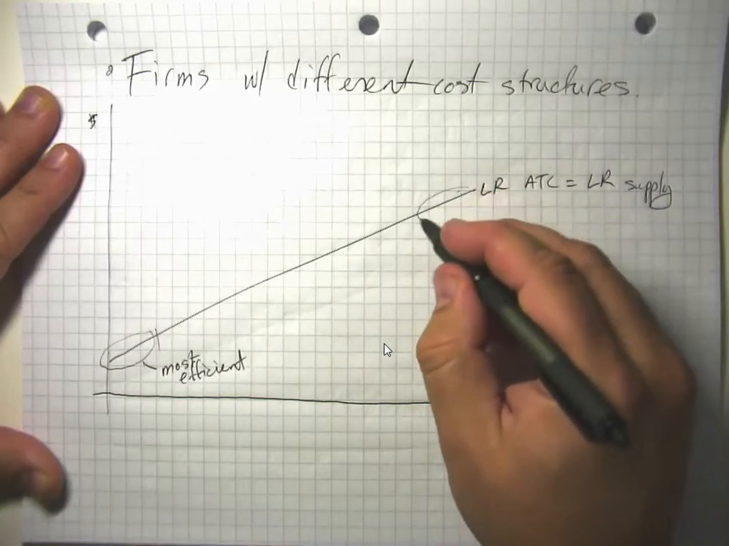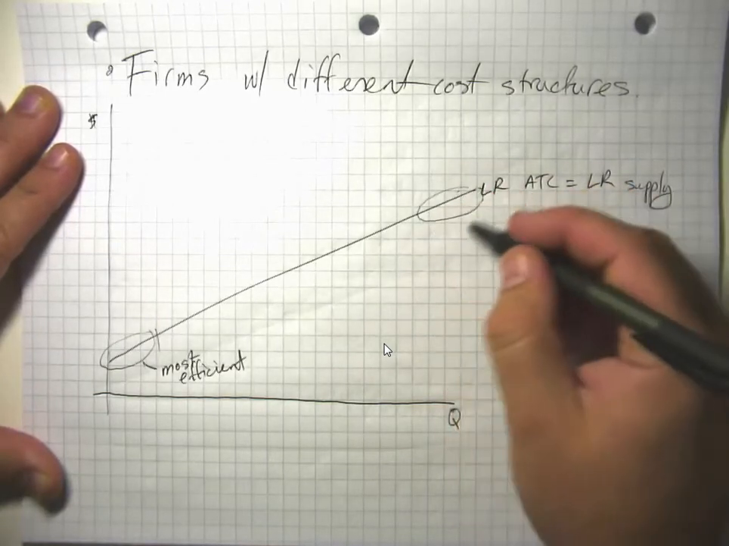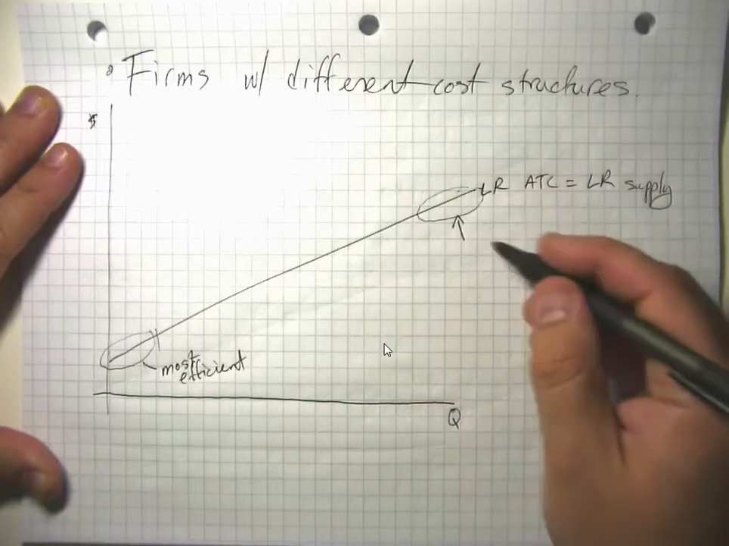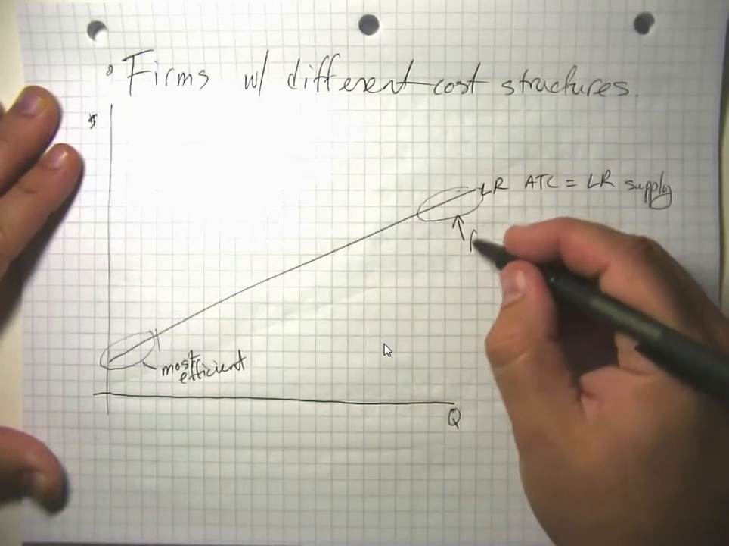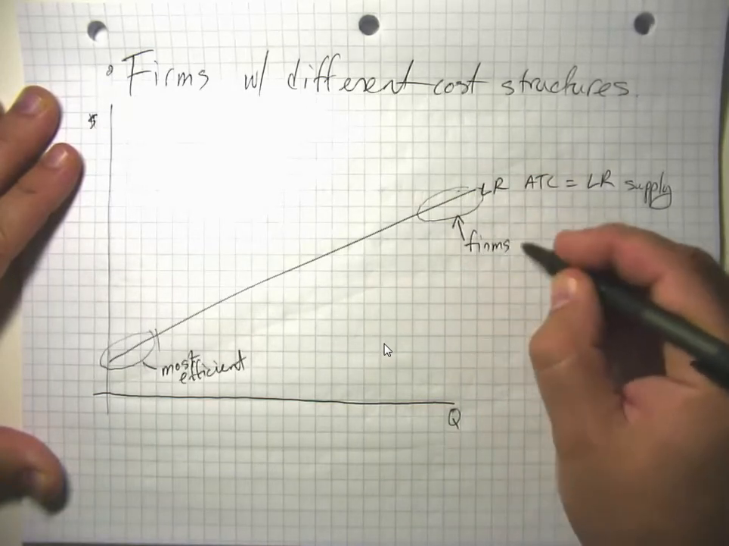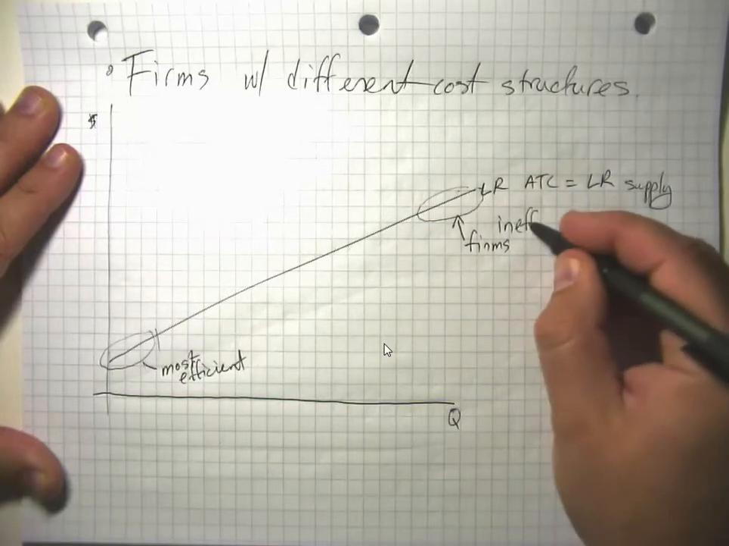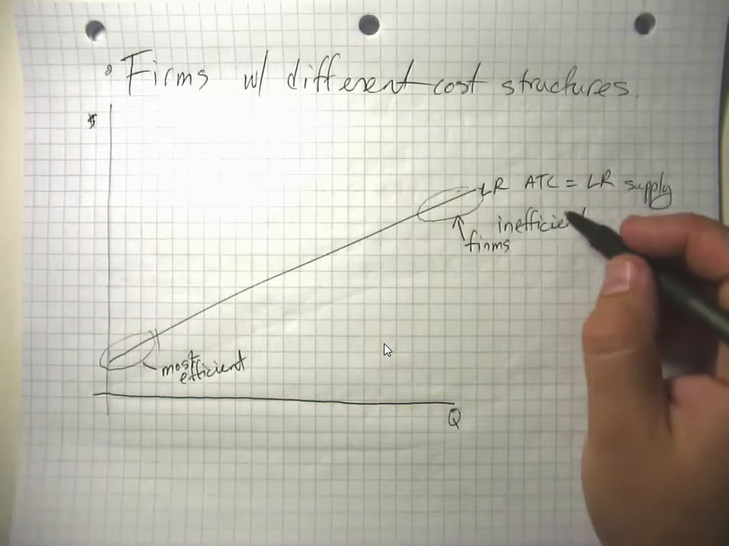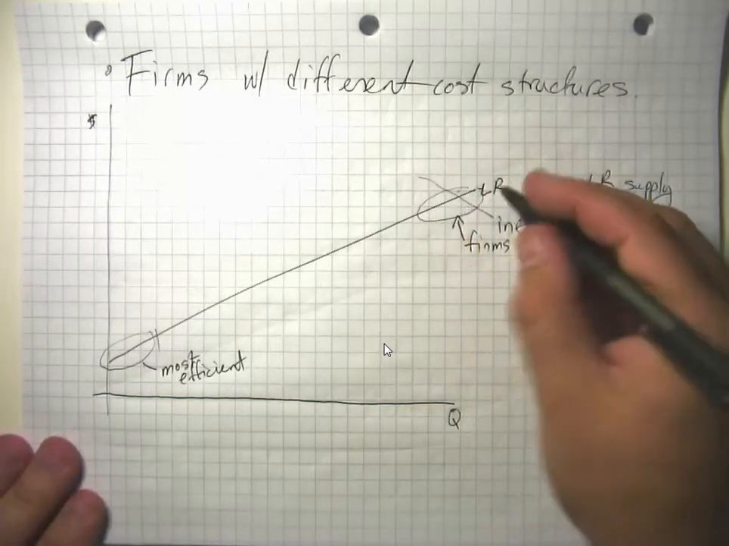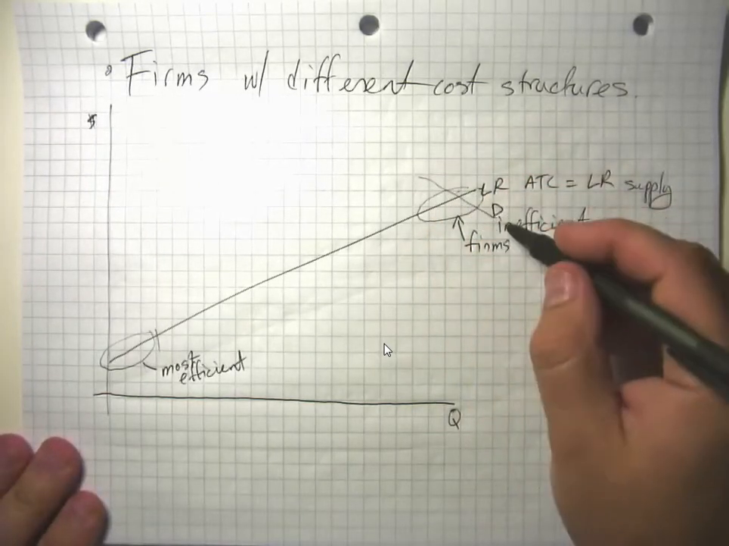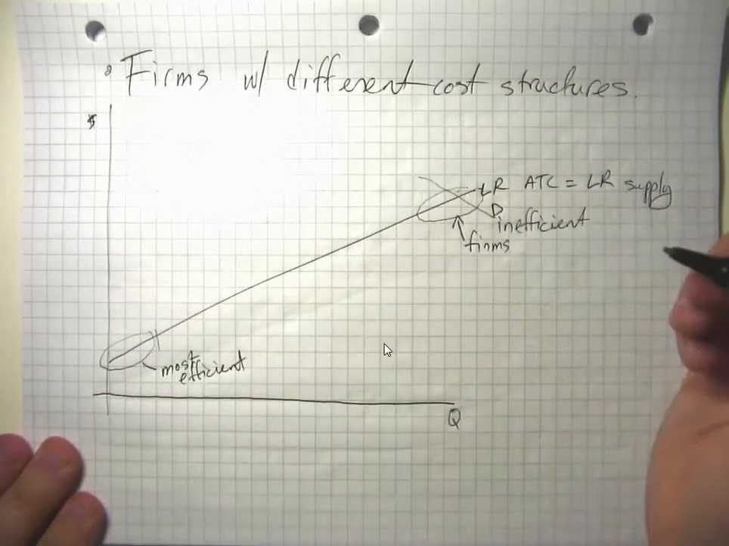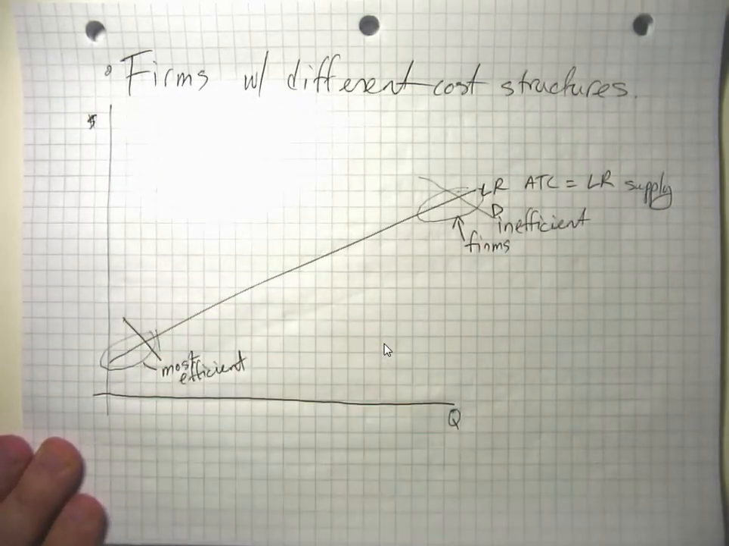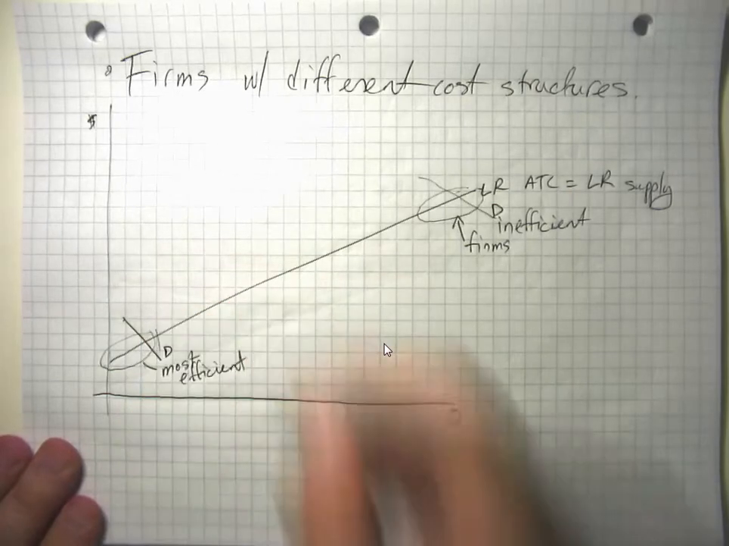If we want to get this large amount supplied, then we have to get firms into the market who are relatively inefficient and have relatively high average total costs. So at a high level of demand, we have lots of firms, both efficient and inefficient. At a low level of demand, only the most efficient firms can survive.